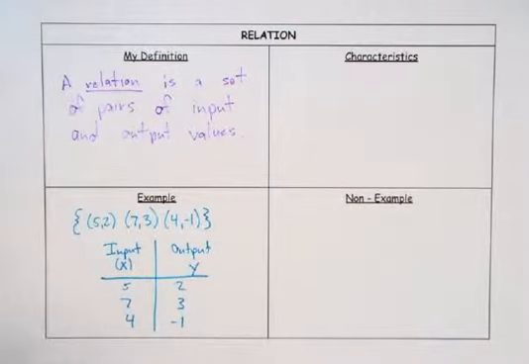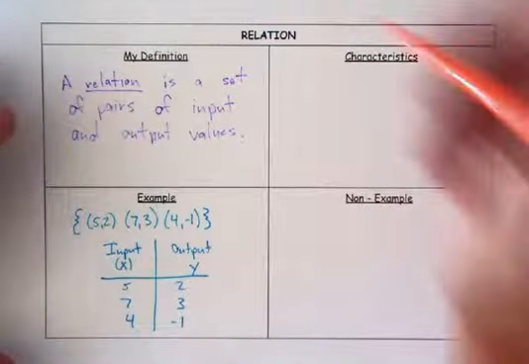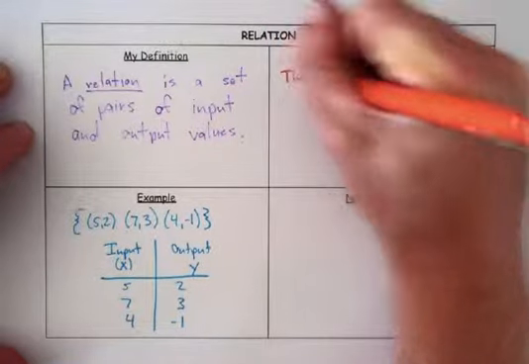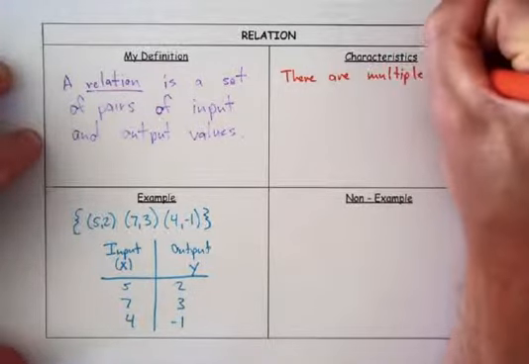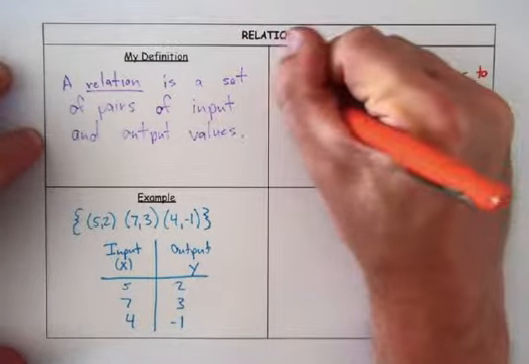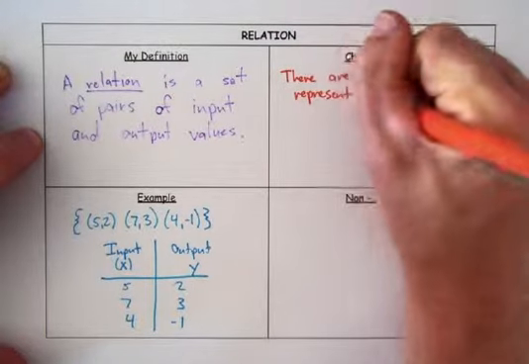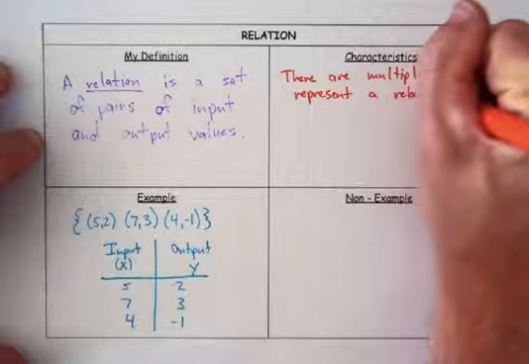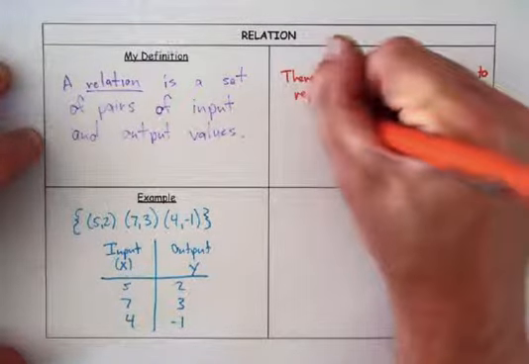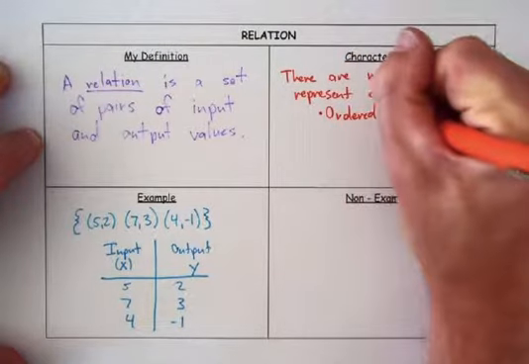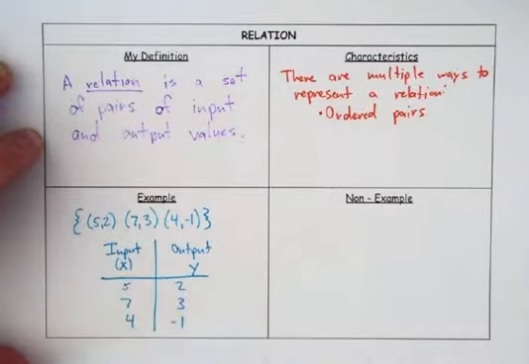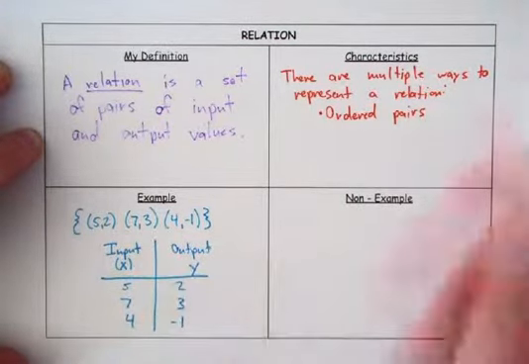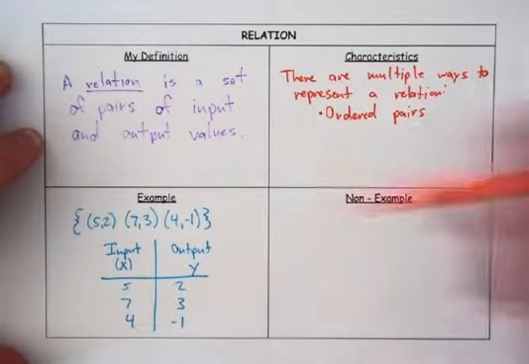So what are some characteristics of relations? Well, there are multiple ways to represent a relation, and I'm going to talk about a few of those. First, ordered pairs. This over here, 5, 2, 7, 3, 4, -1, those are just ordered pairs. You learned that last year, or maybe even the year before. That is one way you can represent a relation, or a set of pairs of values.